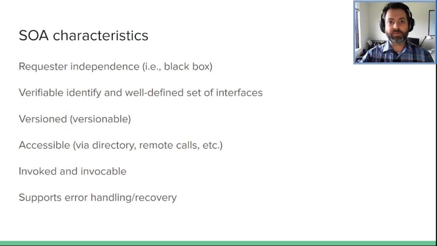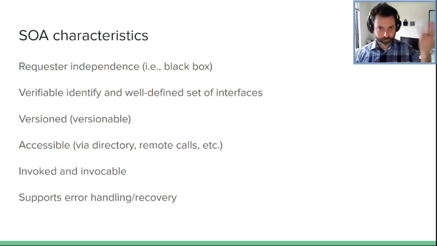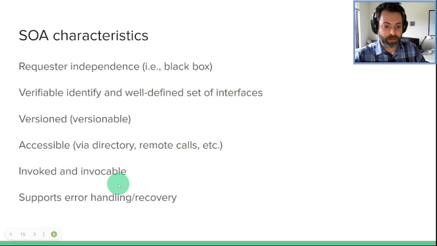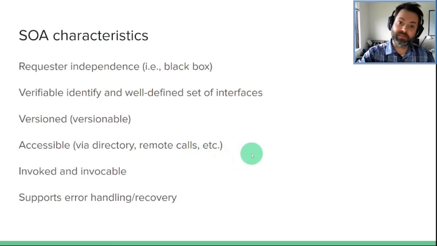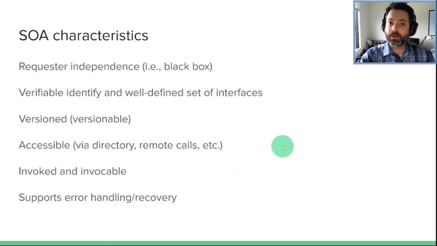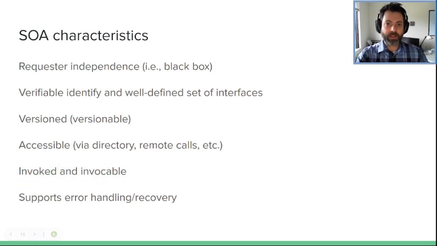Ideally, they're versioned as well. So maybe my user authentication module is at version 1.1, and I get a new software update, it's at version 1.1.1. Hopefully pretty much everything is versioned these days. It should be accessible. So if it's a service, it needs to talk on the network in some fashion, whether that's via XML or REST or a socket, as long as it's addressable, that's what we want. It needs to be invoked and invocable, and that just means that we have the ability to call it and access it and work with it, and that if something goes wrong, it can handle that issue, the error handling.